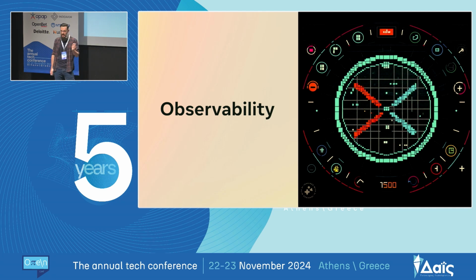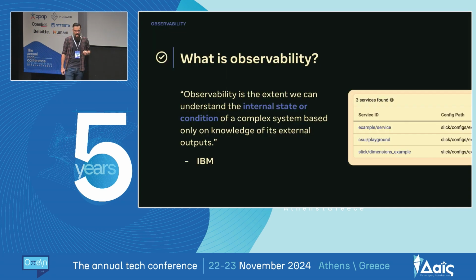Let's talk a bit quickly about observability. I'm not going to dive into specifics here, just a high level to understand the criticality of this. This is IBM's high level definition, I think the best possible one, that refers to the internal state or condition. How can we understand the condition of a system in order to fix problems? That's the short version of it.